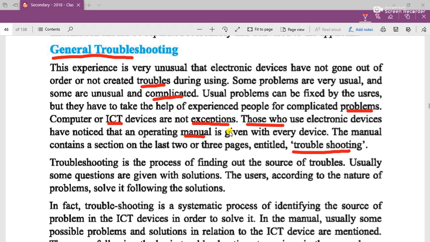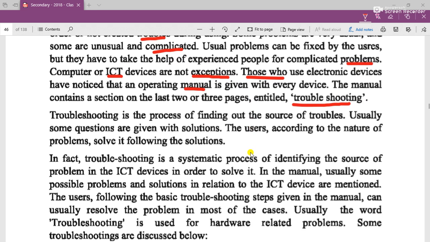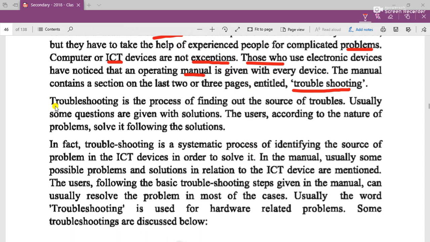There are some important lines for the MCQ questions. Troubleshooting mainly is the process of finding out the source of troubles. Usually, some questions are given with solutions. The users, according to the nature of problems, solve it following the solutions.